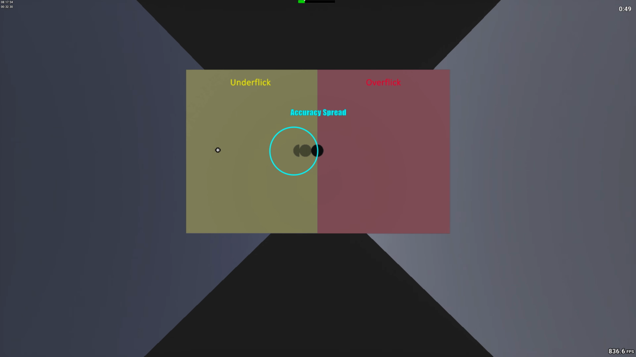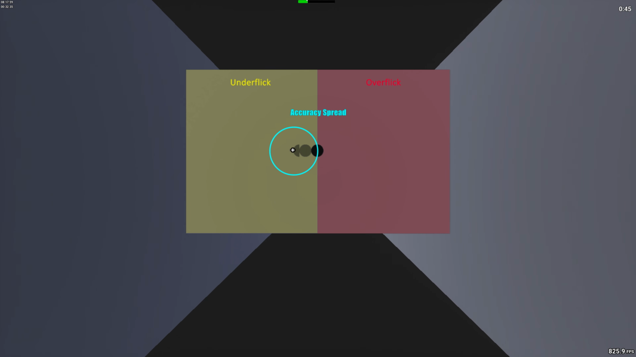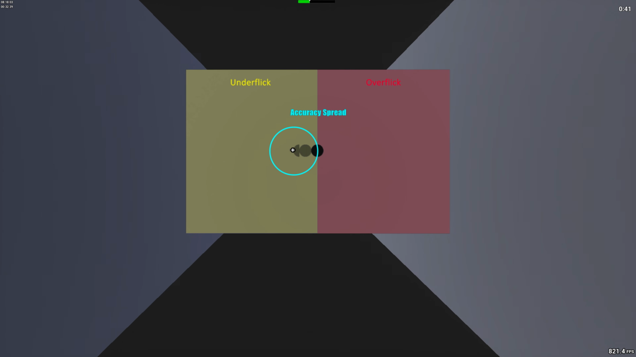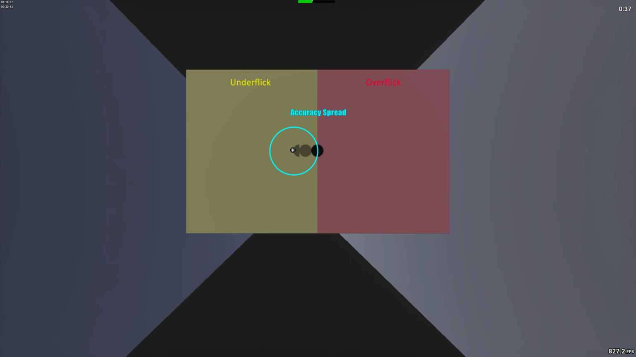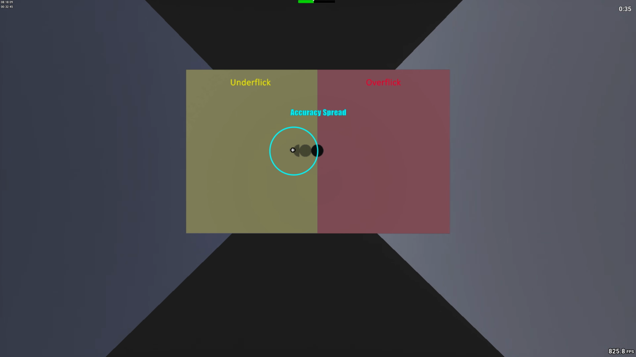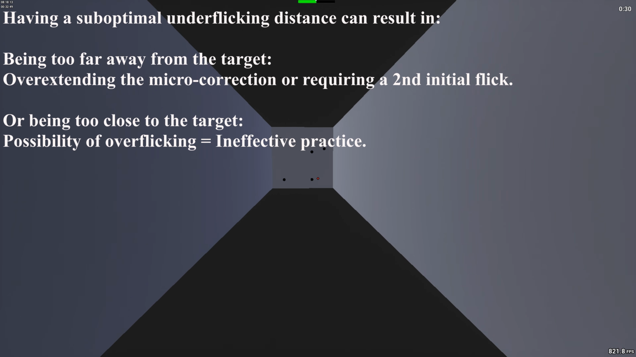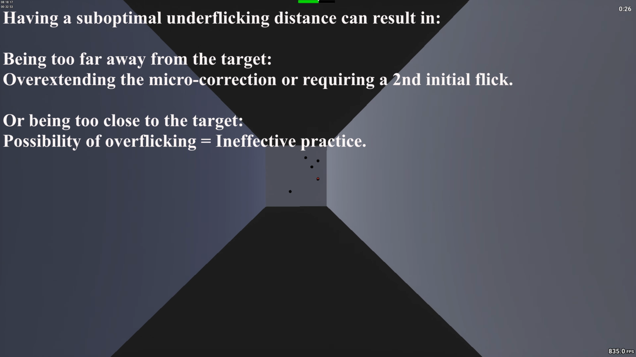It's important to put this amount of effort into figuring out the spread because to be able to properly execute an effective underflick, we need to land close enough to the target to be within micro correction range of the target, but also distance our initial flick landing away from the middle of the target to remove the possibility of overflicking. So now that we've learned the optimal distance we should be aiming for when we are intentionally underflicking, we need to start practicing and integrating it into our own aim.